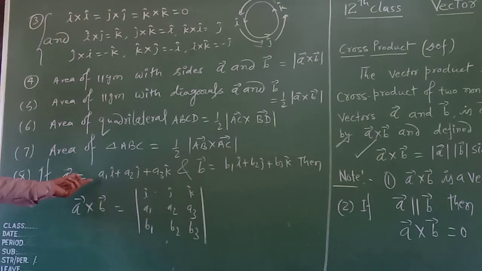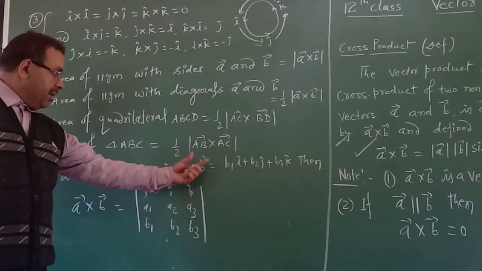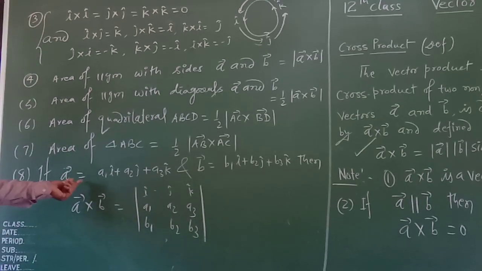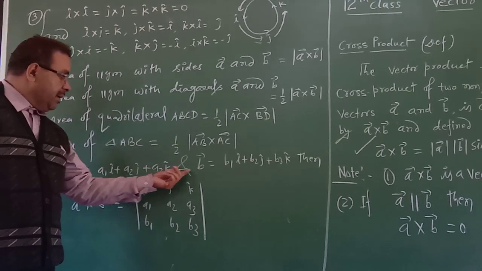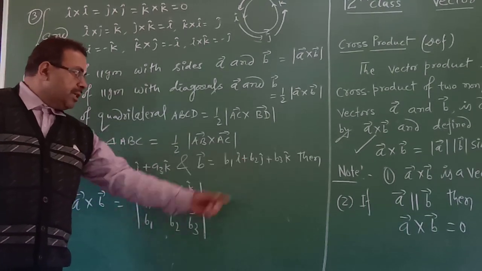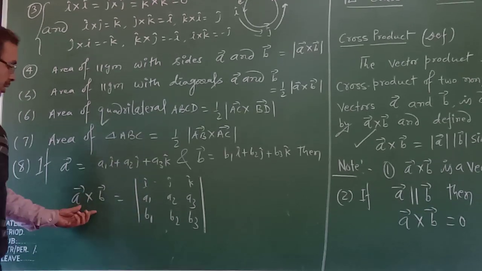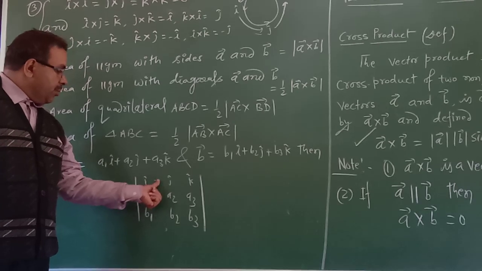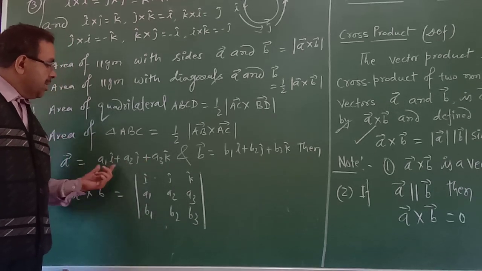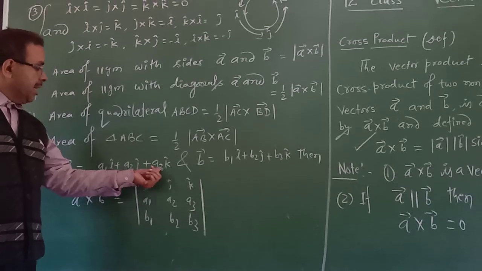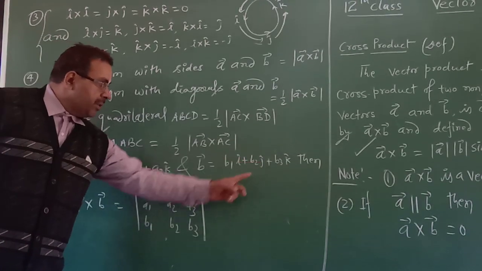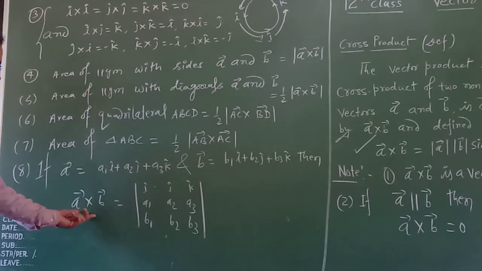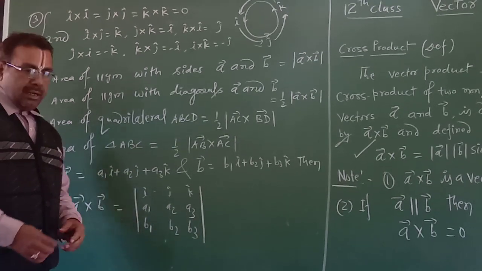And for finding the cross product, how you will find it in the simple way with the determinant method. If we are given vector A equal to A1i plus A2j plus A3k and vector B equal to B1i plus B2j plus B3k, then the cross product of vector A cross vector B equals the determinant with i, j, k and A1, A2, A3. These are coefficients of i, j and k respectively. Similarly, B1, B2, B3. You will find A cross B with the help of the determinant.